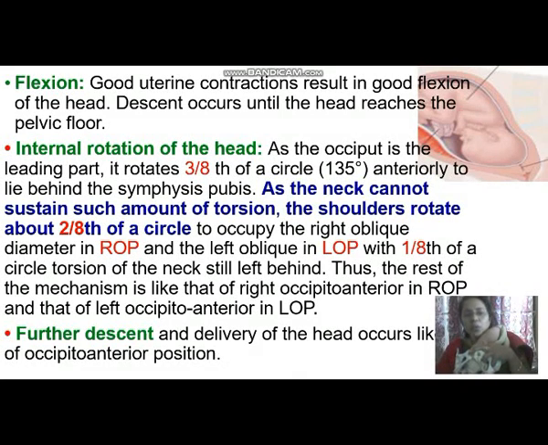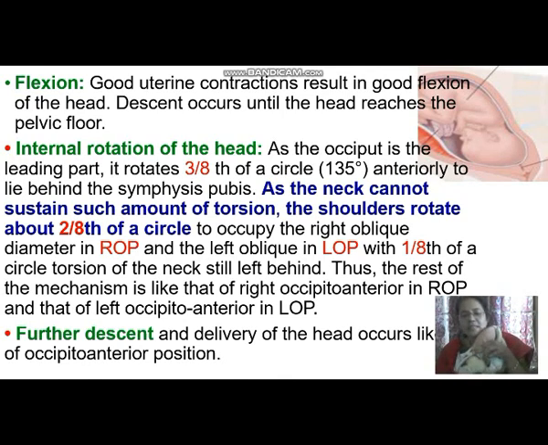As the neck is flexed, there is a twisting occurring, so the neck cannot sustain such an amount of torsion. The shoulder also rotates. Now the shoulder is in the left oblique diameter, so it rotates from left oblique to right oblique diameter. This is a 2/8 circle. In left occipital posterior, with 1/8 of the circle torsion of the neck still behind the head, the rest of the mechanism is the same as in the right occipital anterior position.